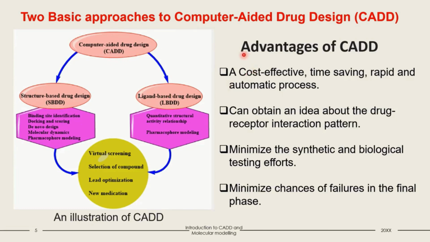Okay, also we have a few advantages of CAD, which we have indirectly mentioned earlier. One of them is that it is cost effective, it saves time, is rapid, and is an automated process. It certainly does that. It can also be used to obtain ideas about drug receptor interaction patterns, which is a whole lot of guide in drug development. Also, it minimizes the synthetic and biological testing efforts, which usually results in loss of trials and error. So what do?